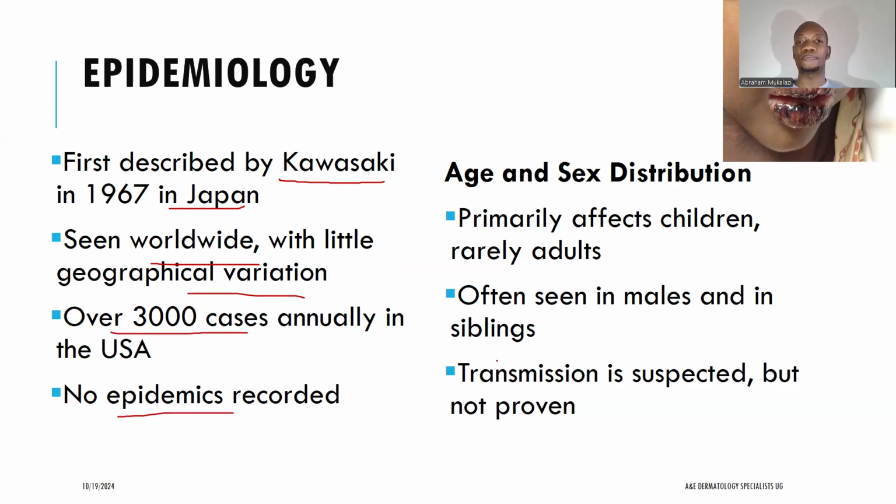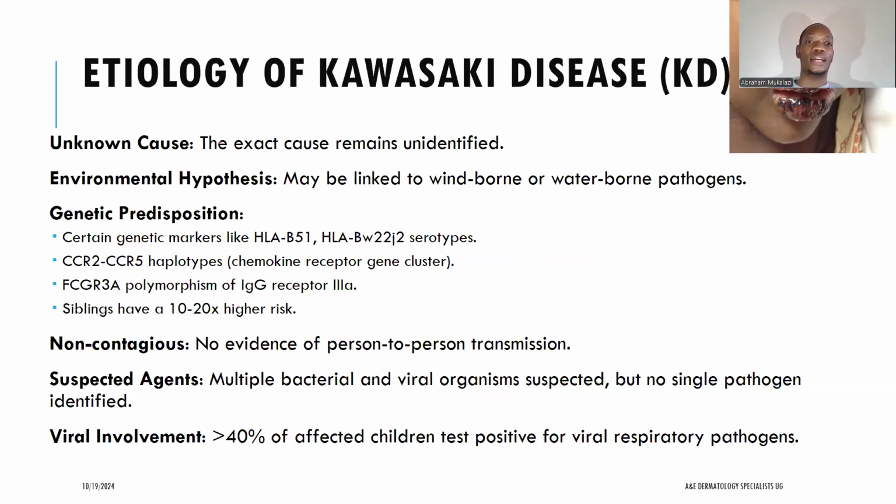We have not had any epidemics reported for Kawasaki. When you look at the age and sex distribution, it primarily affects children, is rarely seen in adults, and is oftentimes seen in males and also siblings. We have been postulating a possibility of transmission, but this is not yet proven. There's no direct transmission from one person to another as of the current data. The exact cause is not yet known and remains to be identified.